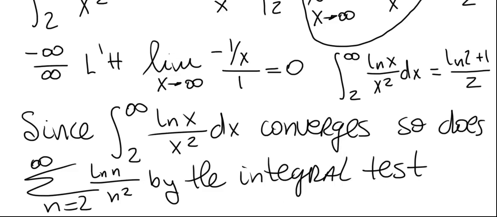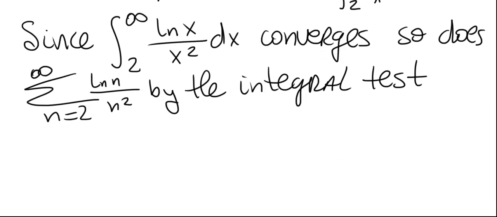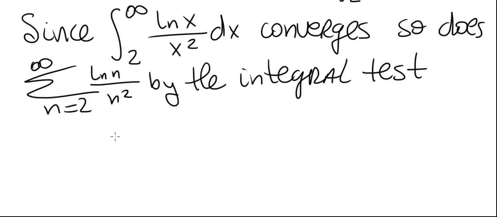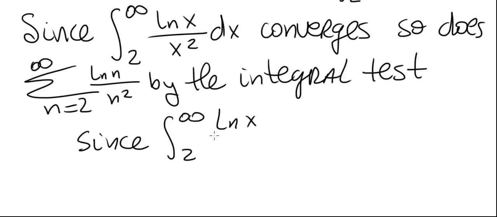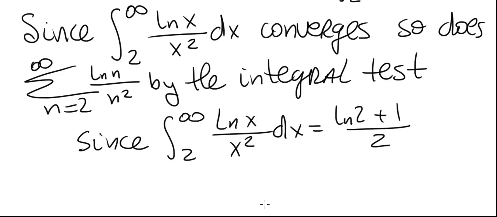Now it's very important to understand what we can conclude from the integral test and what we cannot. Since the integral from 2 to infinity of ln of x divided by x squared dx equals ln of 2 plus 1 over 2, it is tempting to think that the series also converges to ln of 2 plus 1 over 2. But that is false. That is not true. We cannot conclude that the series converges to ln of 2 plus 1 over 2. All we can say is it converges to something, and determining what it converges to requires another type of approach.